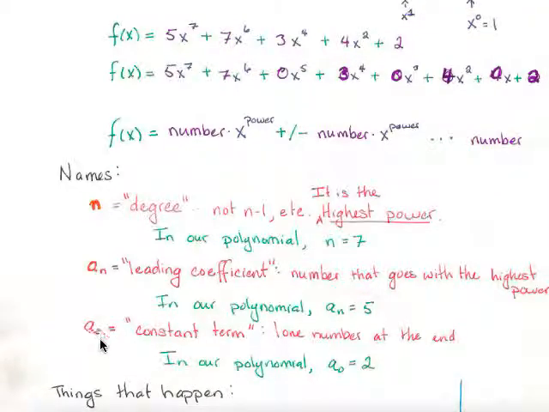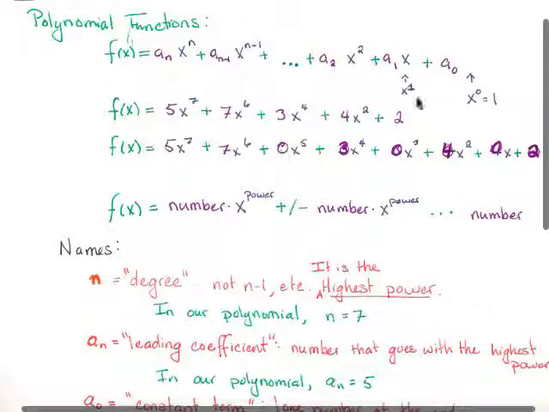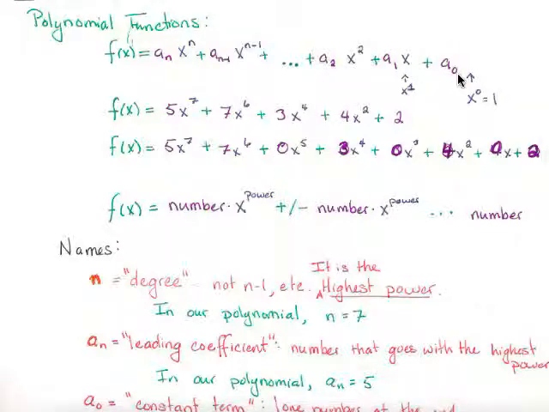Next we have a sub 0, or a naught. This is called the constant term. It is the lone number at the end, if there is one. As you can see from here, a sub 0 doesn't have an x anymore, because it was just x to the 0, which is 1. So in our polynomial, the number by itself here is 2.